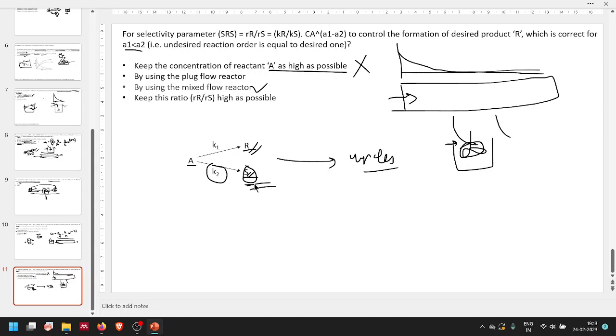And since it is stopping the formation of the undesired product, there is a good chance that some of the outlet stream will contain your desired product. Because the reaction order for the second reaction is higher than the first one, it is necessary to stop the second reaction rather than favor the first reaction. Because of the circumstances, the selectivity for the second one is higher than the first, and that's why using a mixed flow reactor is a good choice.